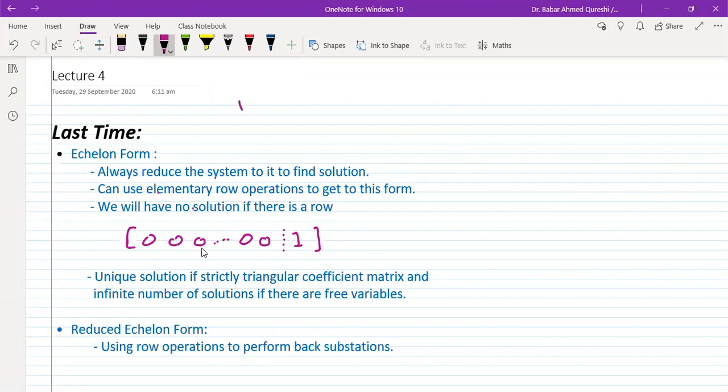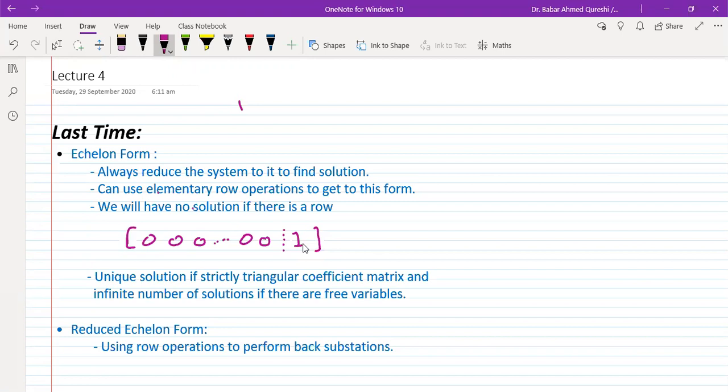If you encounter a row like that, it will be inconsistent, and you can use elementary row operations to get to the echelon form. And if you find that your system is strictly triangular, then you will have a unique solution, otherwise you will have infinite number of solutions.